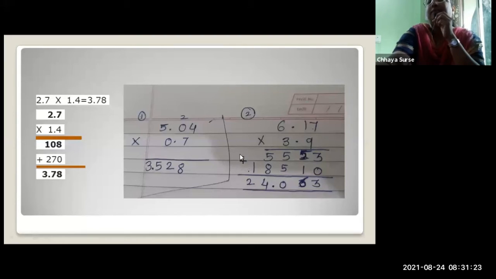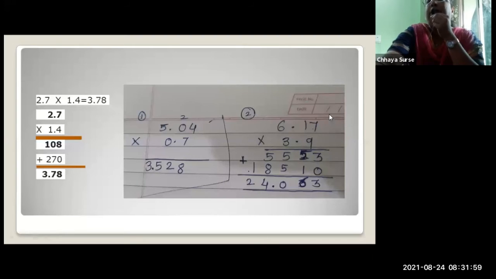Now we are adding these numbers. 3 plus 0, 3. 5 plus 1, 6. 5 plus 5, 10. 0 will be here and 1 will be carried over. 8 plus 1, 9. 9 plus 5, 14. 4, and 1 carrying over. So 1 plus 1, 2. So now our product is 24,063.